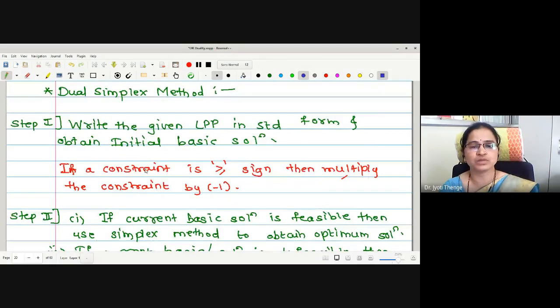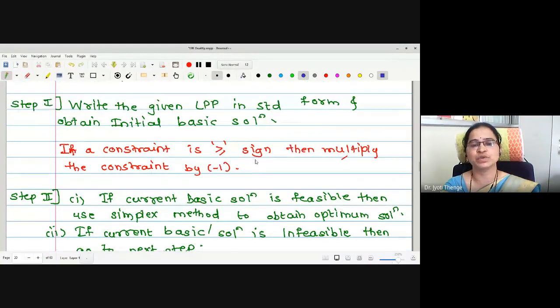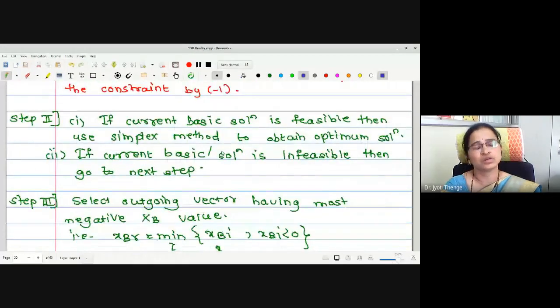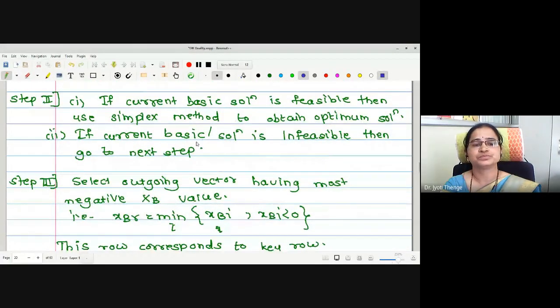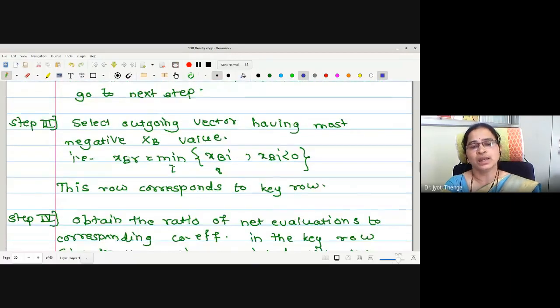The dual simplex algorithm says that first write the given LPP in the standard form. Writing the standard form means writing it in the less equal format. Here, if the constraint is in greater equal sign, we will multiply this by the negative symbol in order to get this less equal. Means we are not restricting the right hand side constant to be non-negative. We may assume it to be negative as well. If the current basic solution is the feasible one, no need to proceed because whatever is the optimum will be feasible, hence it will be the final solution. But if the current solution is infeasible, then we have to go to the next step.